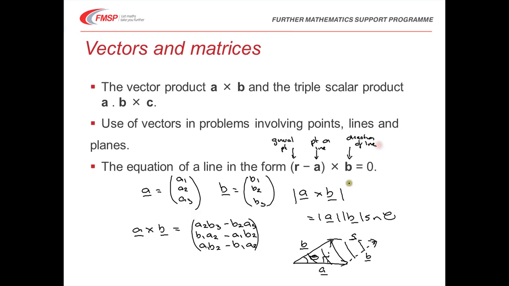Let's just think about what this means. It means that, well, if R minus A cross B is 0, it means they're in the same direction, which means that the direction from A to R is the same as the direction of B. So that, if you think about those things together, it means that these points R must be on a line through A in the direction of B, and that's a vector equation of that line.